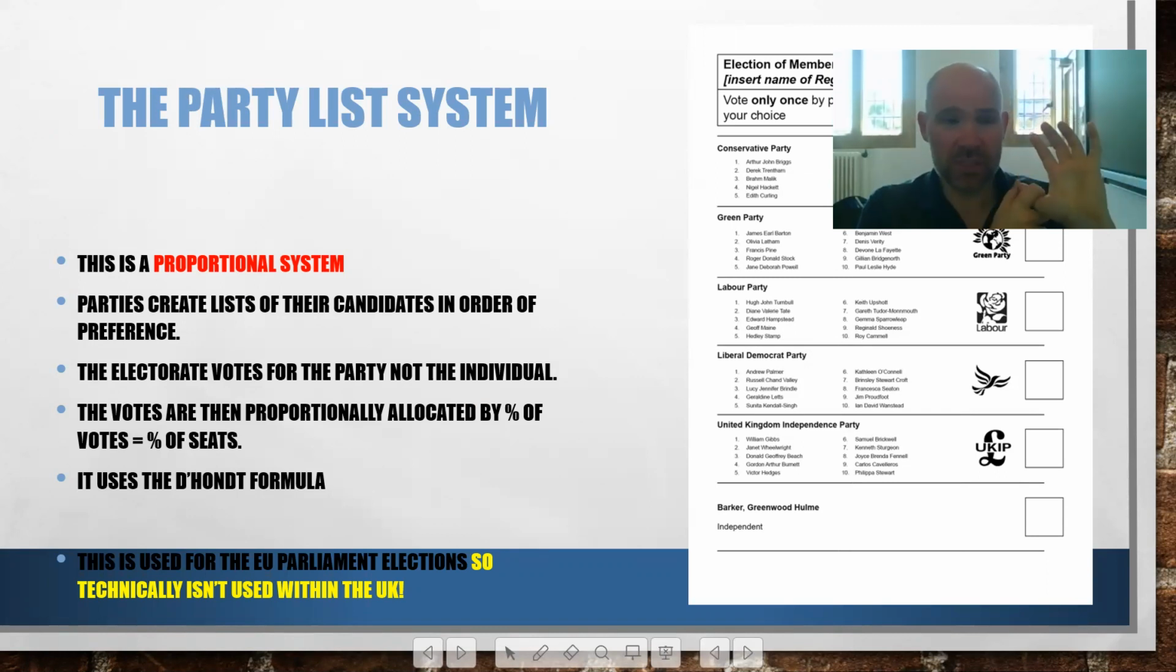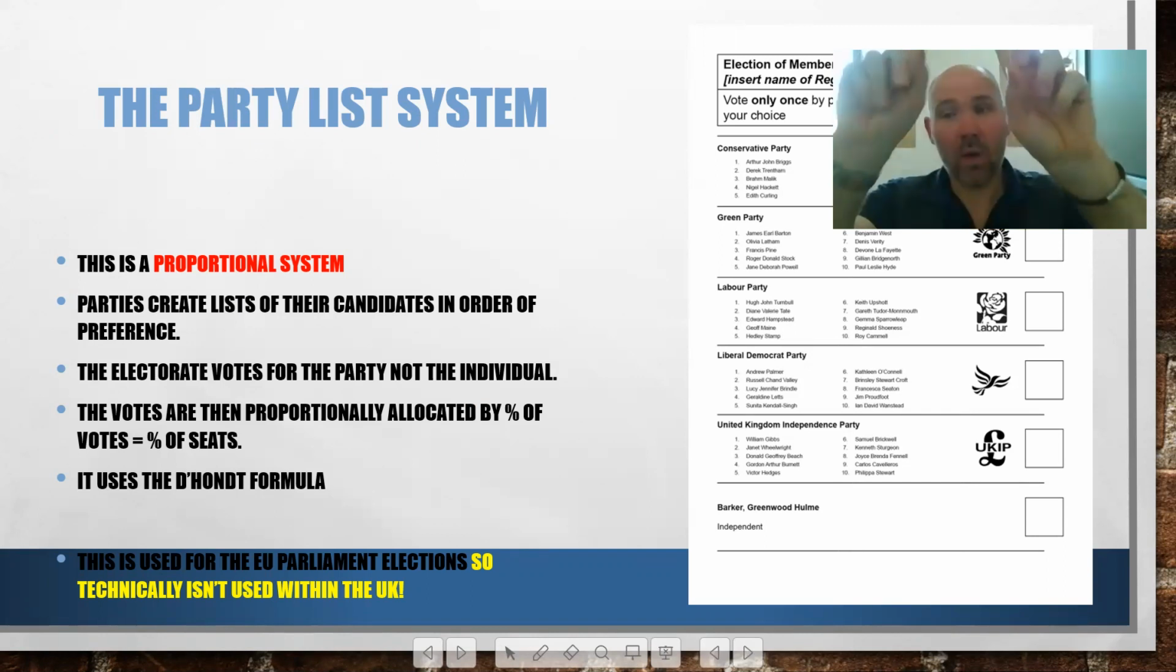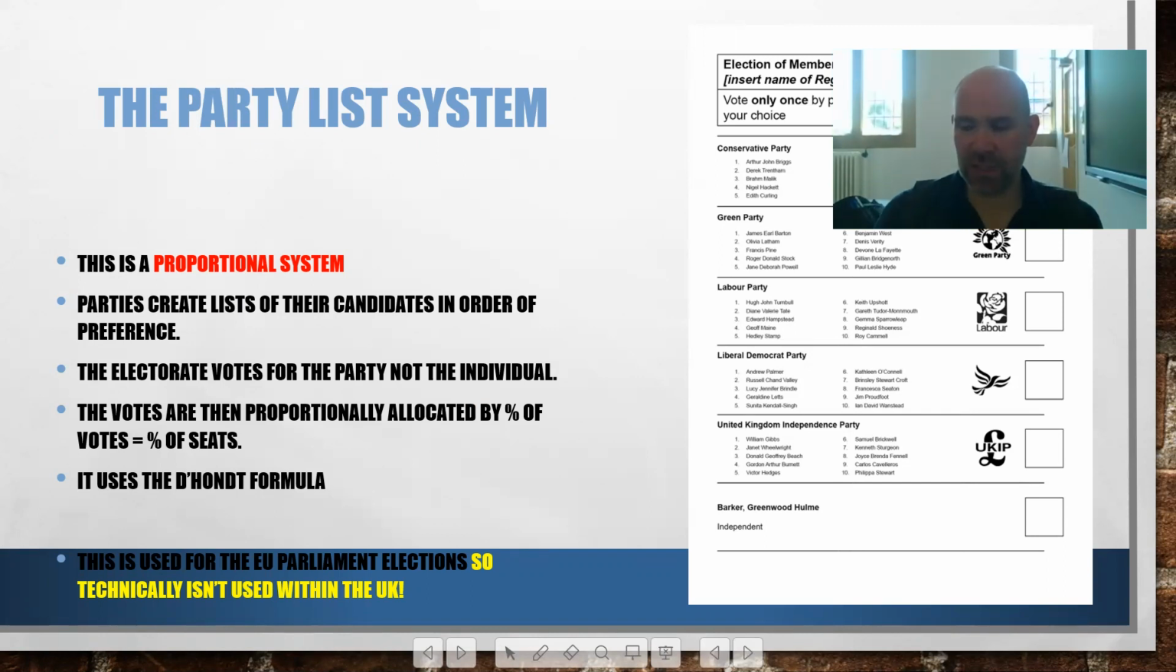This proportional system, party list system, is no longer used in the UK because it used to be used for the European Parliament. It's a proportional system where parties create their own lists, and then you vote for the party, not the individual. Oh, I've missed out one other disadvantage here, and so please don't stop watching yet. It gives a lot more power to the parties themselves.